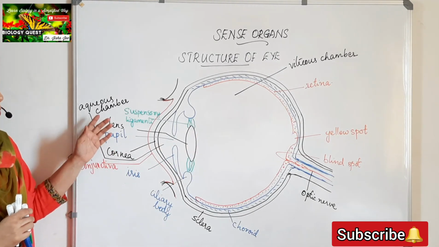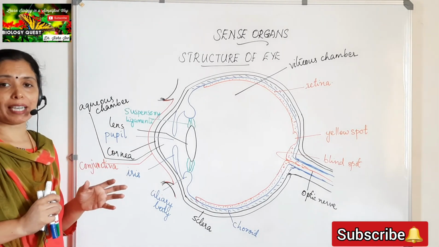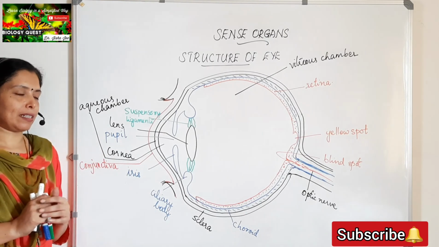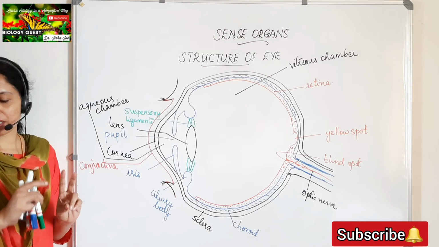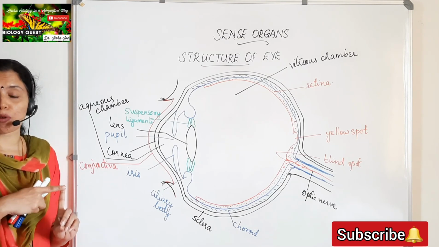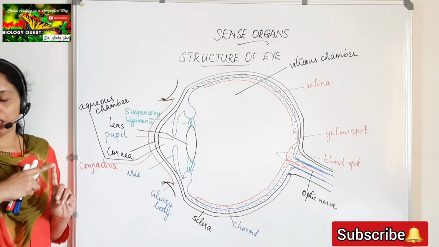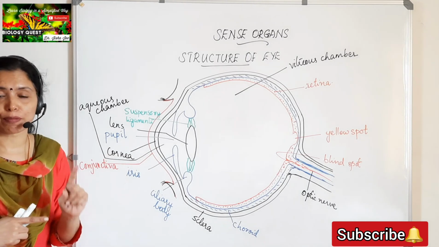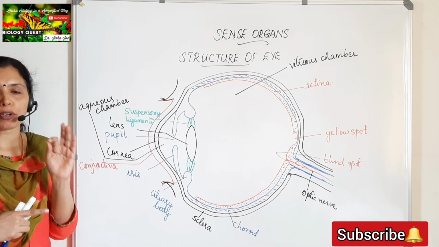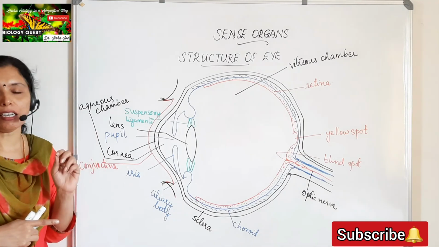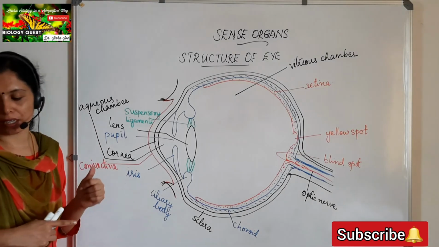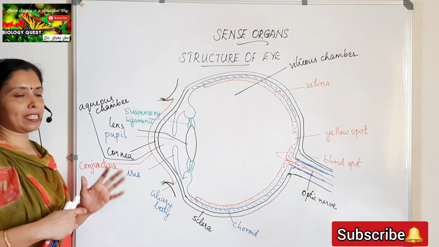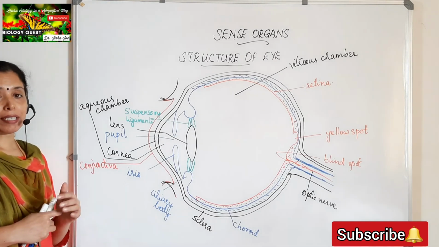Now, as I told you, the aqueous chamber is filled with a fluid which is called the aqueous humor. It is a clear watery fluid that is present there, and it has two functions. The first function is it keeps the lens moist and protects it from physical shock. That is the protection of the lens. And the second function of aqueous humor is that it refracts the light. Refraction of light takes place due to the presence of aqueous humor.